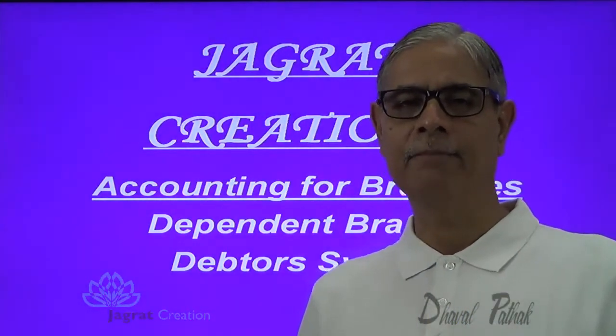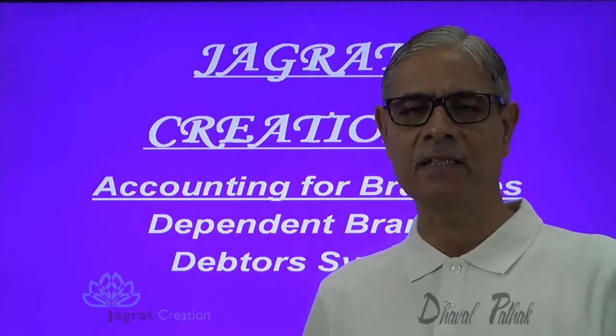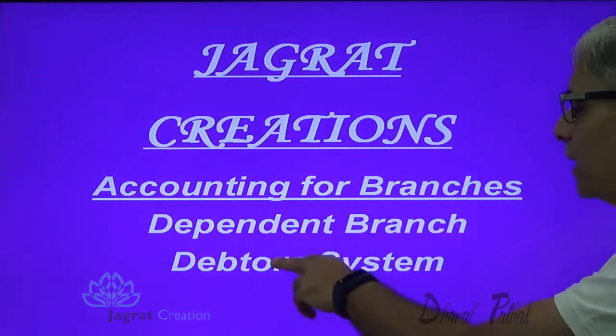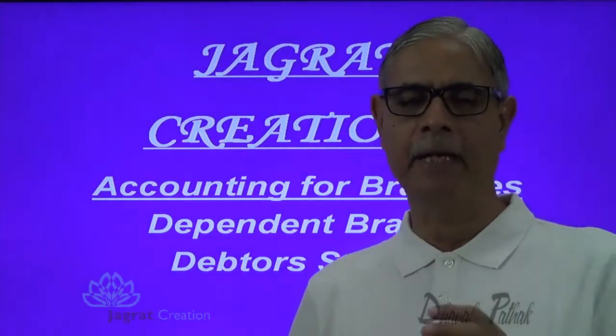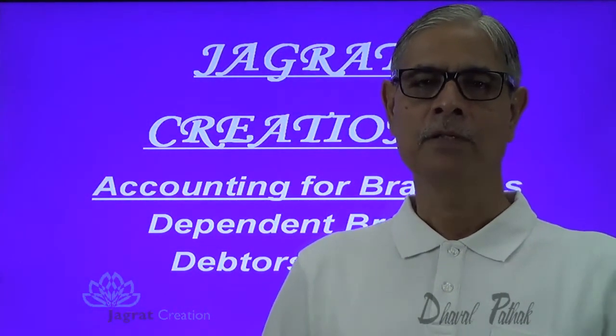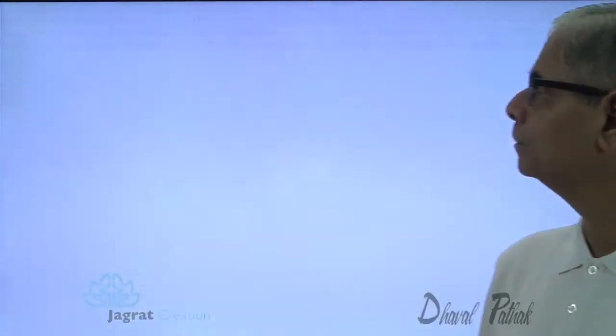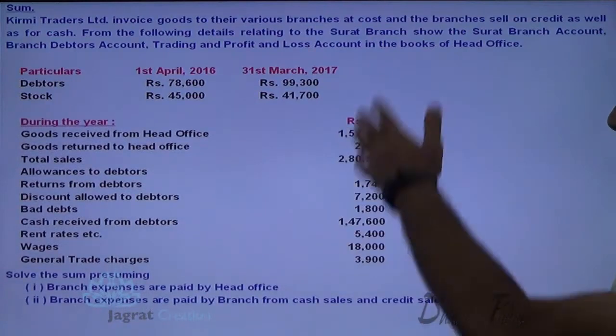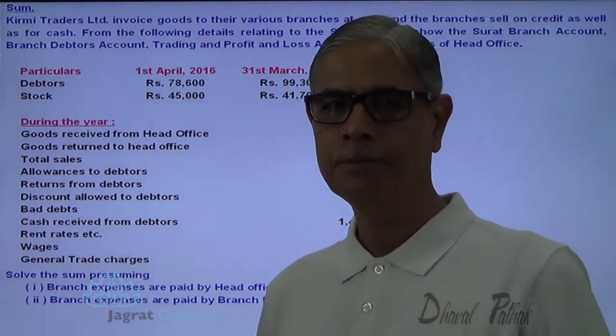I want to take care of one sum, that's a dependent branch debtor system of accounting. Dependent branch debtor system of accounting that I want to take care of. Just observe the sum on the screen. This is the sum which I intend to solve.